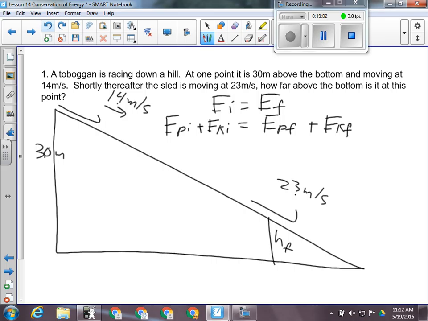Everybody with me so far? What I'm looking for is part of which one of these? EPF. All right, so I want to get that by itself right now. What do I do with EKF? Subtract it over to the other side. So my initial potential plus my initial kinetic minus my final kinetic equals the final potential energy. Okay, everybody with me so far? Really all I'm saying at this point is mechanical energy minus kinetic equals potential energy.